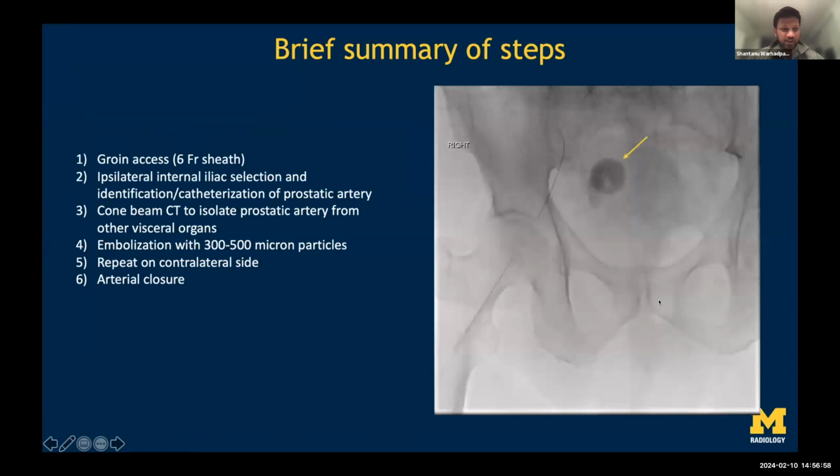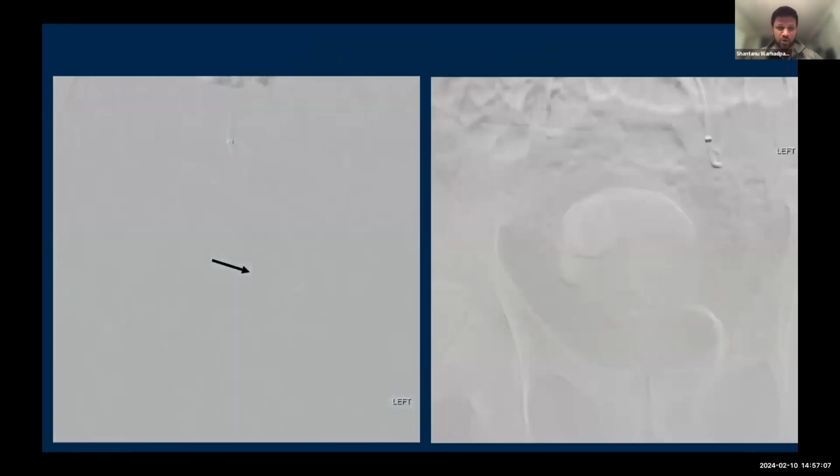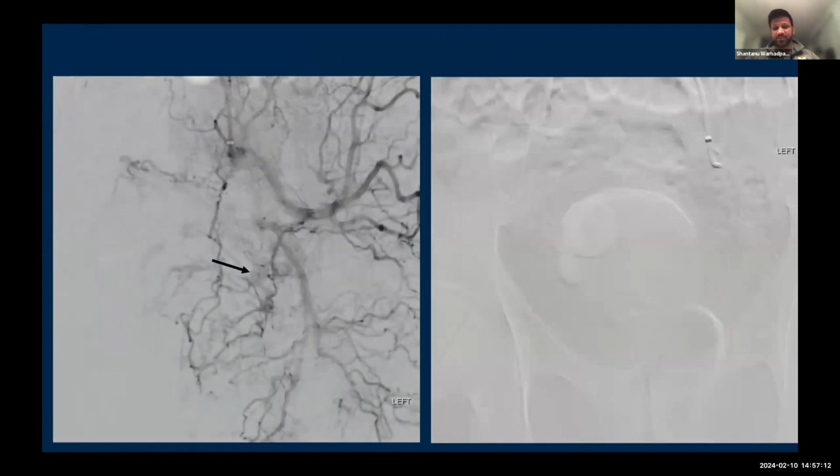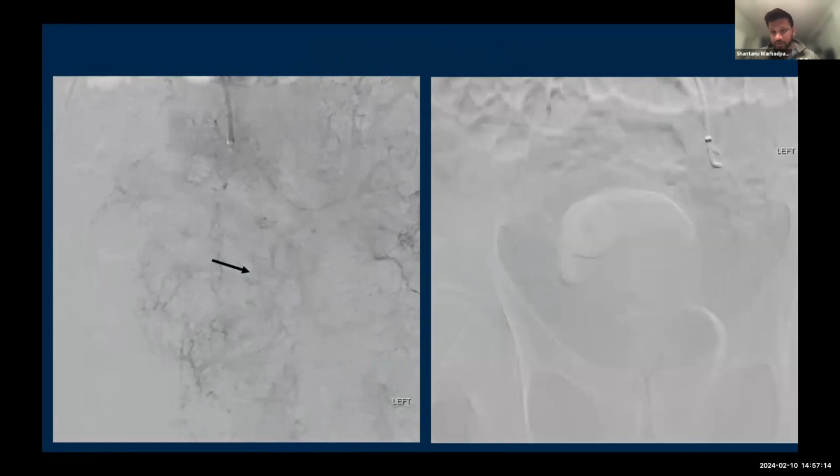So the usual process: groin access, ipsilateral internal iliac, get the prostatic artery to show up, and then you have to do a cone beam CT. Really, really important to do a cone beam CT to make sure you're isolating the prostate from the bladder, from the rectum, from the penis. You have to do that.